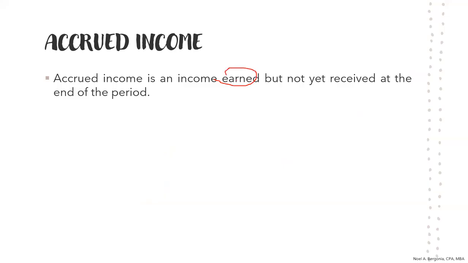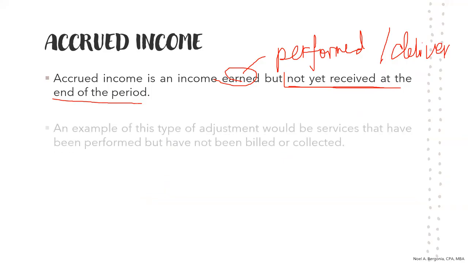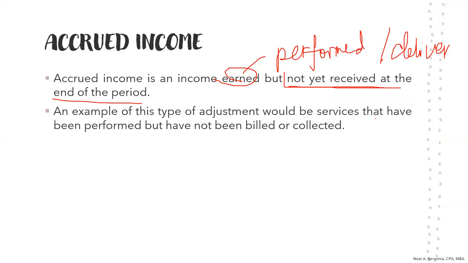So pag sinabi nating earned, based on our definition kanina, it means it was already been what? Performed, di ba? If this is a service, the service have been performed already or the goods have been delivered. So, naibigay na natin, pero hindi pa natin nare-receive yung kapalit, no? So, we are not yet paid or hindi pa natin nare-receive yung amount ng ating pre-provide na services or deliver na goods at the end of the reporting period. Okay? So, in this case, no, the adjustment would be services that have been performed but not yet billed or collected.